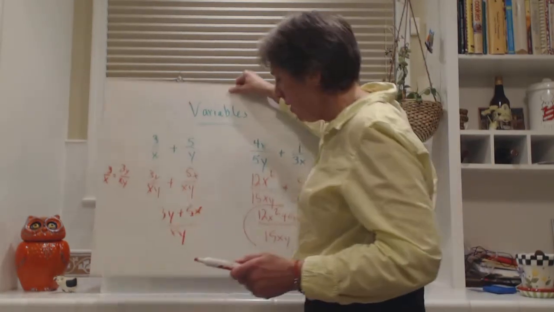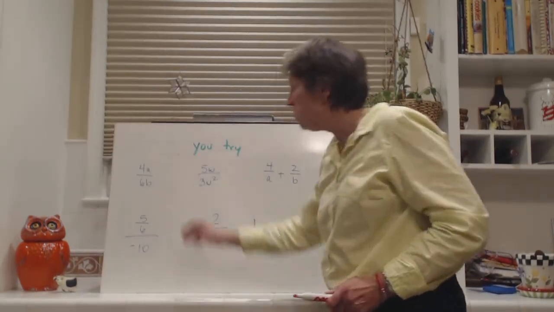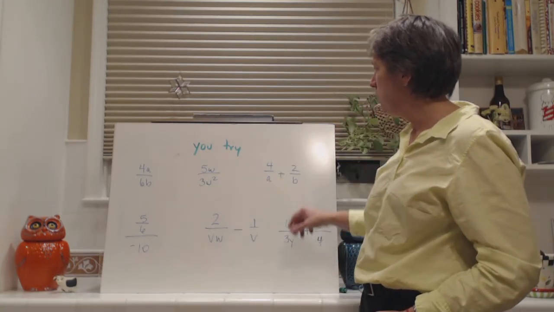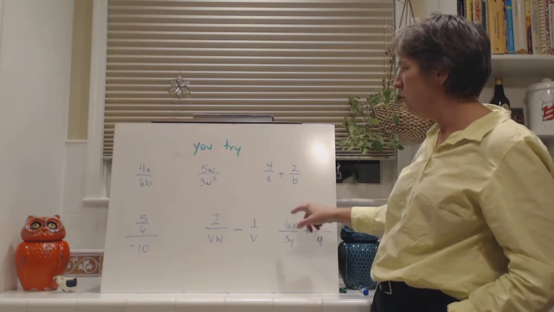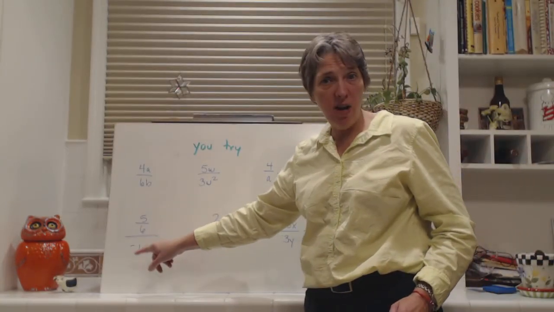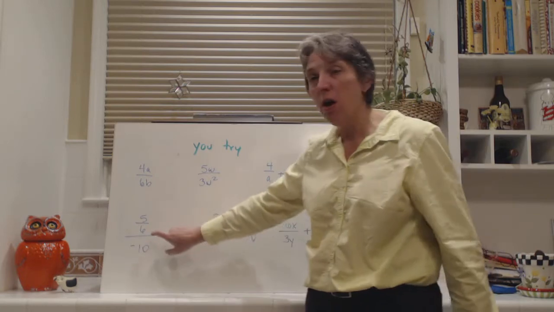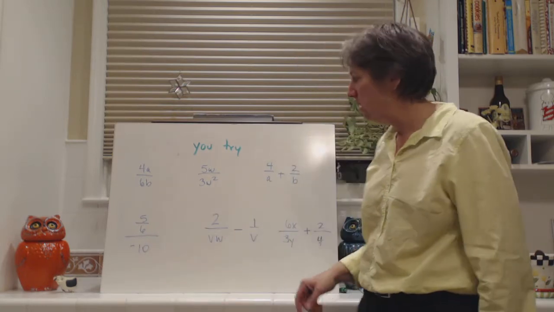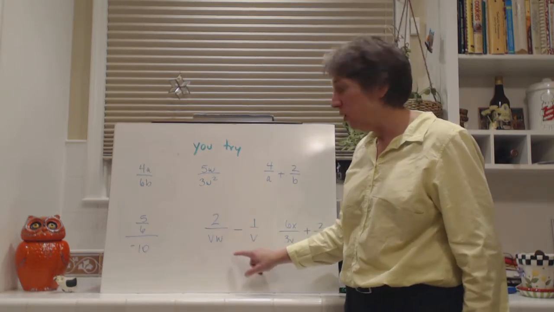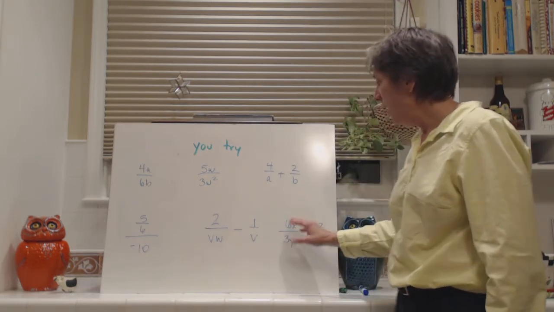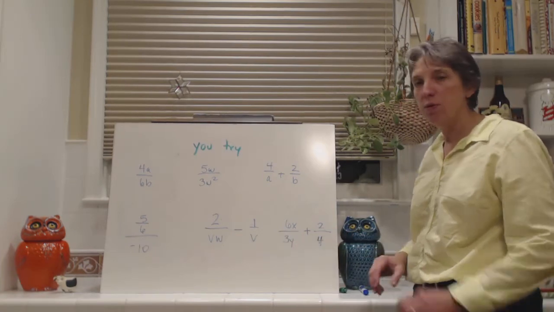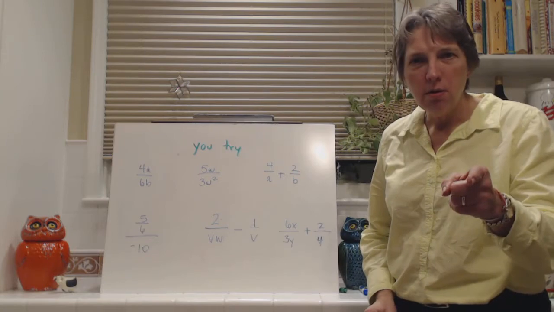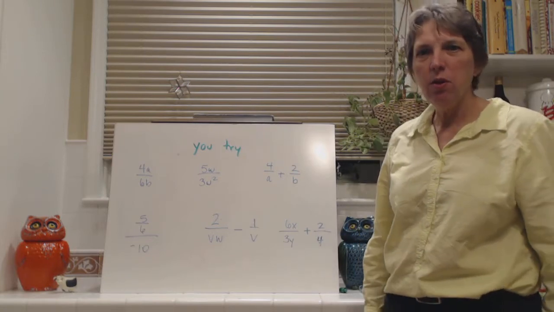You can do this. So now I want you to try these. These are just simplifying. 4a over 6b, 5w over 3w squared, 4 over a plus 2 over b, 5/6 divided by -10. Do you remember what this is called? What's it called? Compound fraction. Then you have 2 over vw minus 1 over v, and 6x over 3y plus 2/4. Pause the video, do these problems. Start the video when you're ready to check your work.